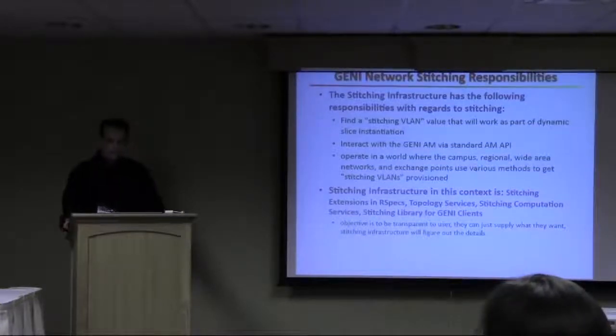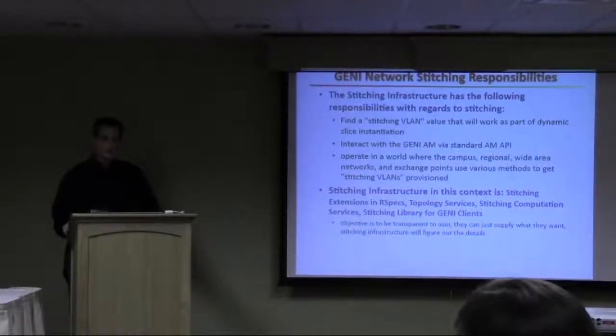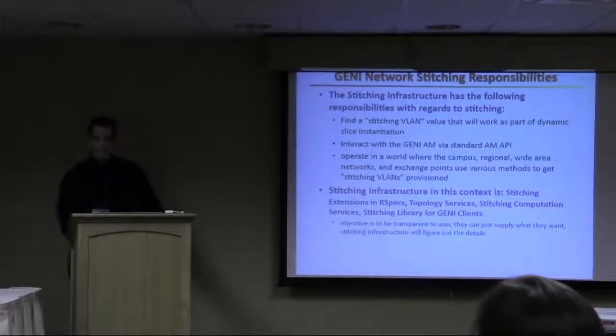So, for instance, if the user is just interested in a slice that goes across 2 aggregates, like the testing that we've recently been doing, maybe an InstaGENI rack and ProtoGENI Utah, we don't want the user to have to generate an RSpec that has any more in it than that. The fact that we have to find other GENI aggregates or other networks to go through to get there, we want the user just to be able to provide exactly what they want. The stitching infrastructure will take care of expanding that as required to figure out what other aggregates need to be contacted.